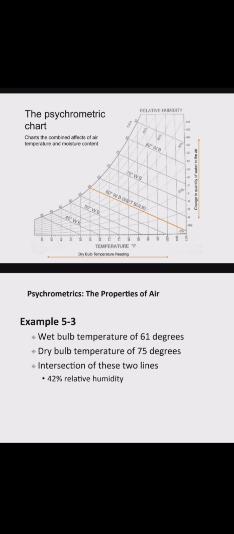Example 5-3. Wet bulb temperature of 61 degrees. Dry bulb temperature of 75 degrees. The intersection of these two lines gives 42% relative humidity. At the saturation curve, air is 100% saturated with moisture and condensation begins. What if cooling continues? Air is 100% saturated with moisture and continues to cool. Moisture is removed by condensation.